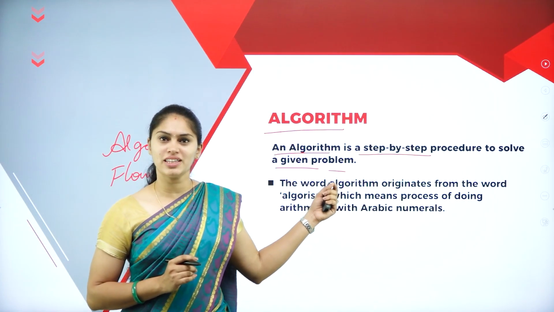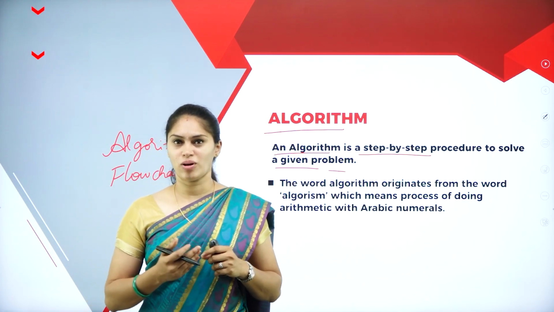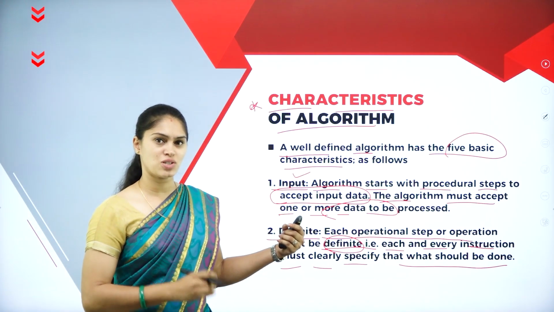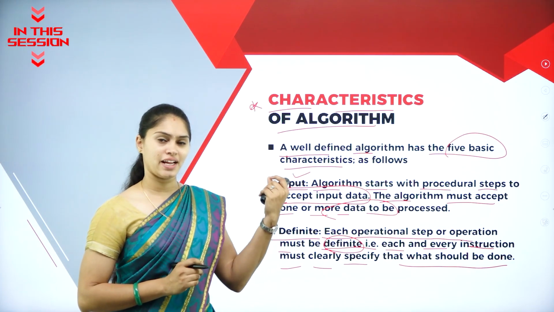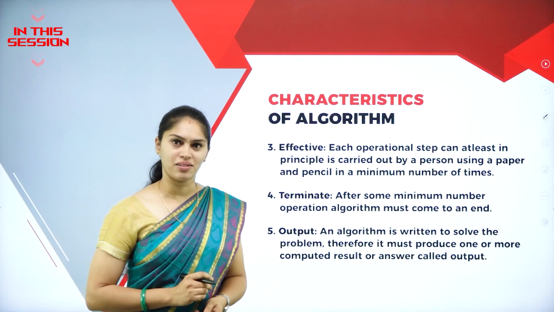When it comes to the algorithm, it is a step-by-step procedure in order to solve a given problem. The stages of an algorithm must be definite, and each line of code must clearly specify what should be done.